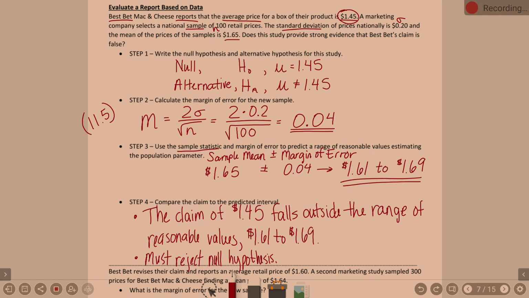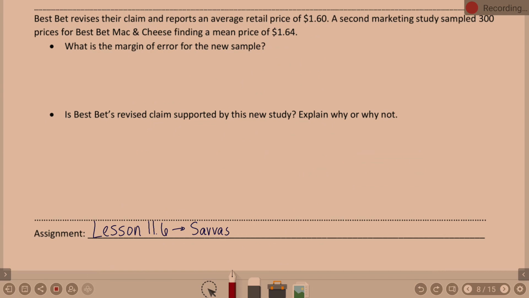So with that in mind, what is the margin of error? That's going to be doing what? 2 sigma divided by square root of n. So 2, what was the standard deviation? 0.2. 0.2 divided by square root of 300.